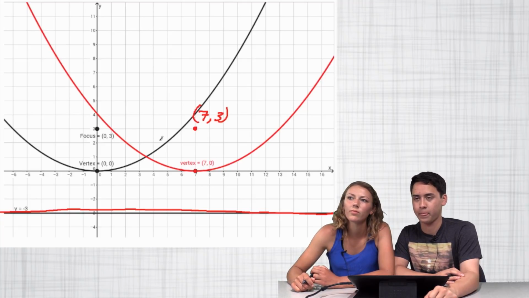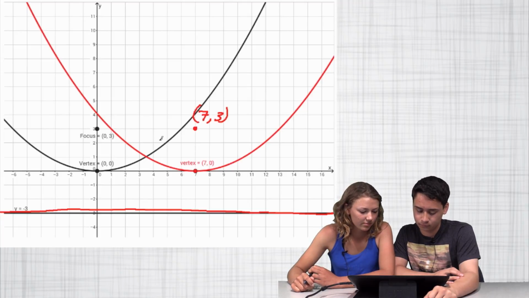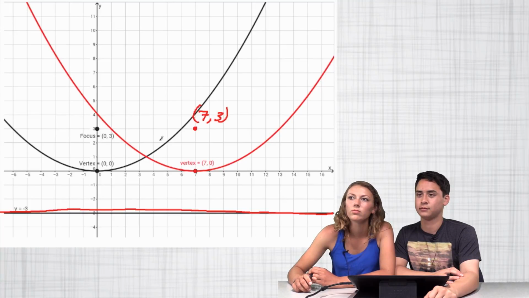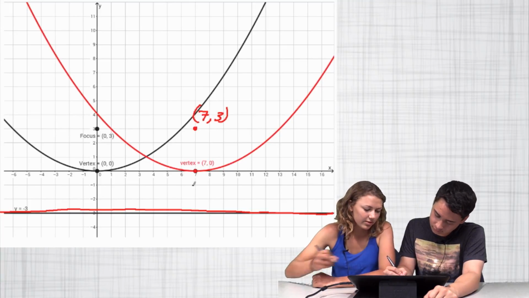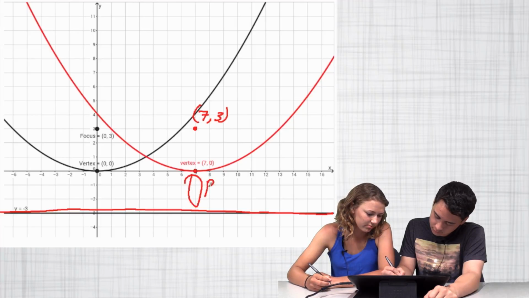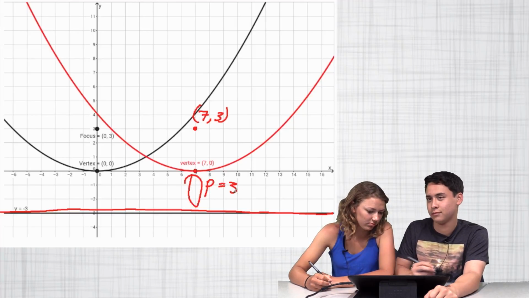Okay. Can you see the p-value for this new parabola? 3. Can you label it for me? You want to circle? Like p equals 3. And where else is it?